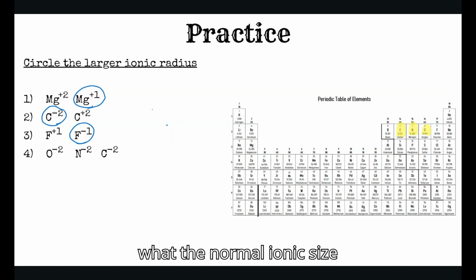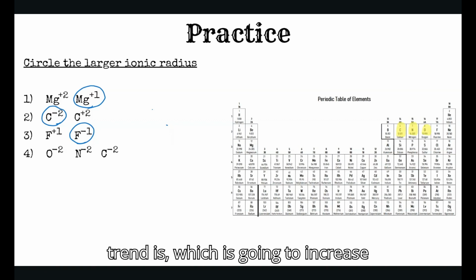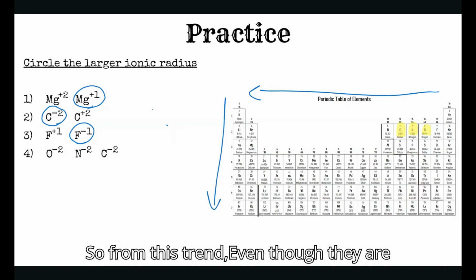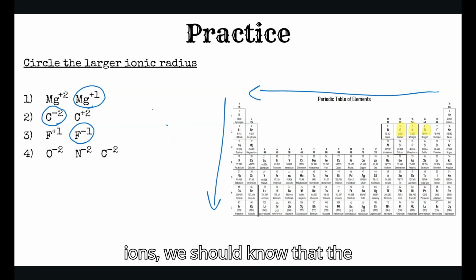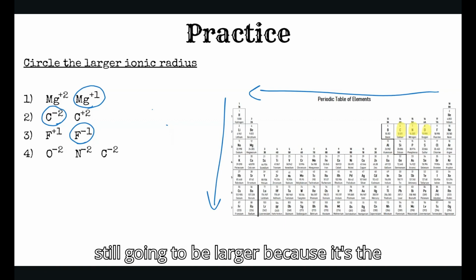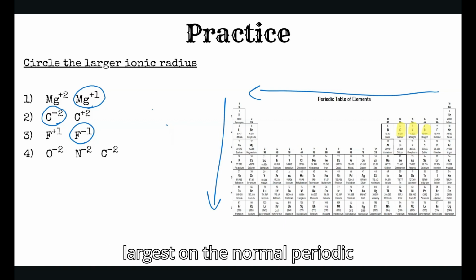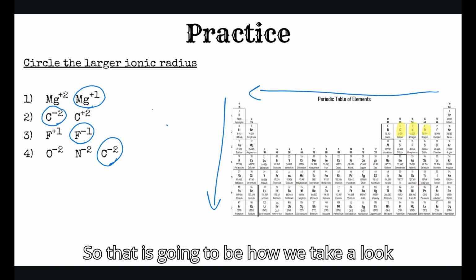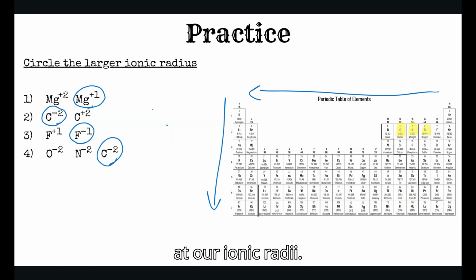So we can just take a look at what the normal ionic size trend is, which is going to increase to the left and increase downward. So from this trend, even though they are ions, we should know that the carbon with a -2 charge is still going to be larger because it's the largest on the normal periodic table trend, and it has also gained 2 electrons as well. So that is going to be how we take a look at our ionic radii.